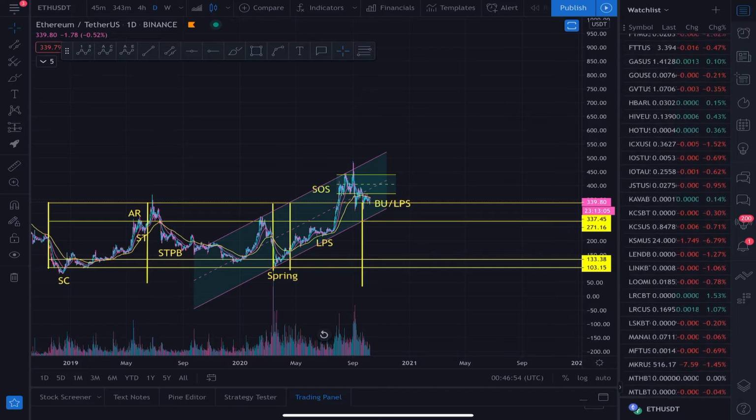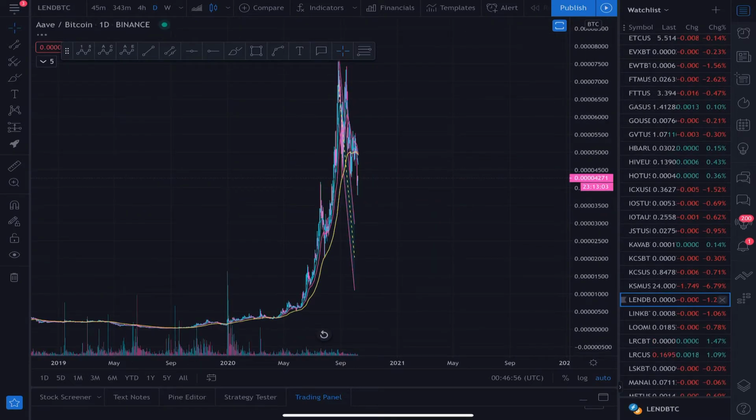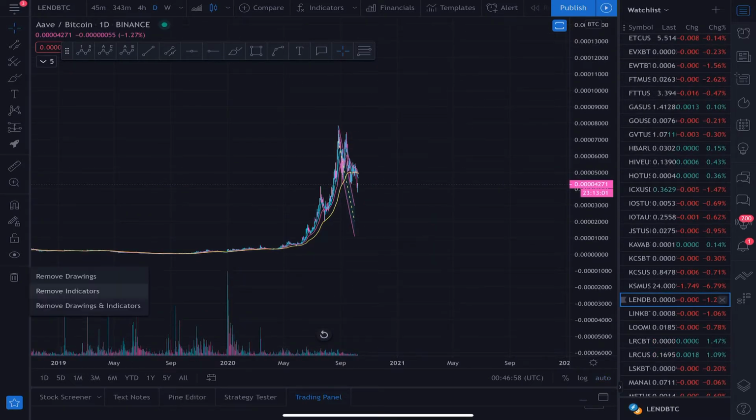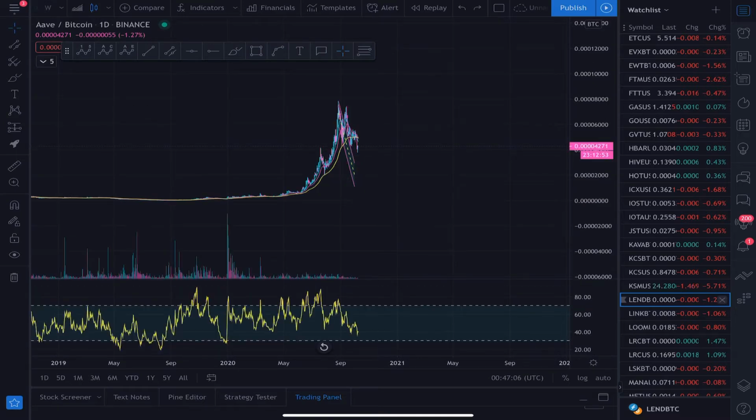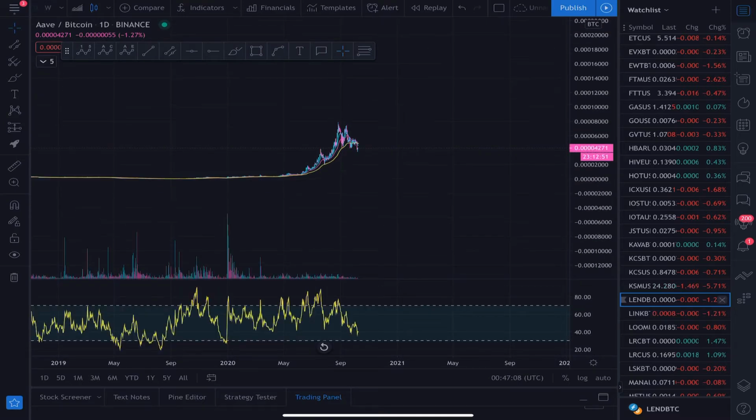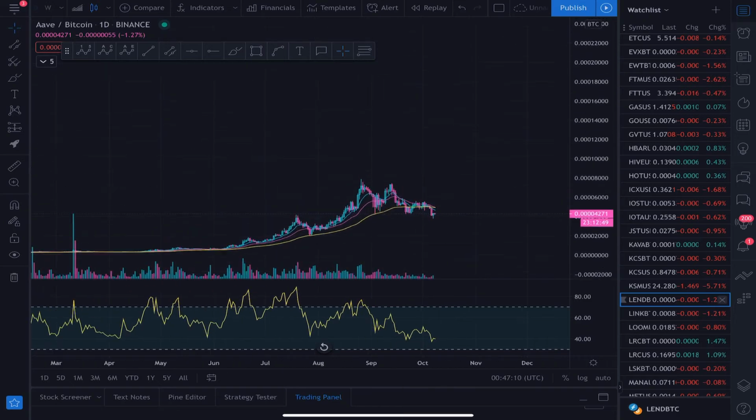Where is Lend? There we go, Lend BTC. So let's just clear all the drawings here. Oops, no, I didn't want to remove indicators. Give me my indicators back. There we go, just the drawings. Okay, so let's zoom in here and see what's going on.